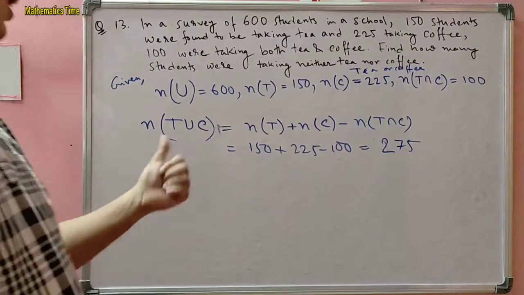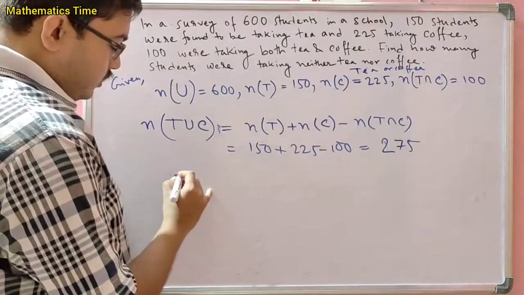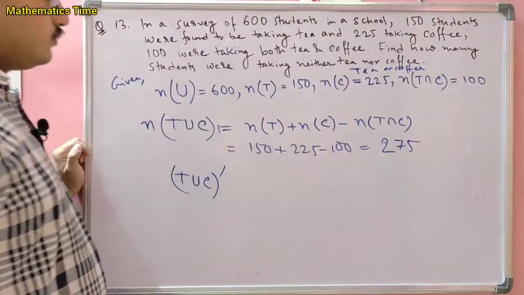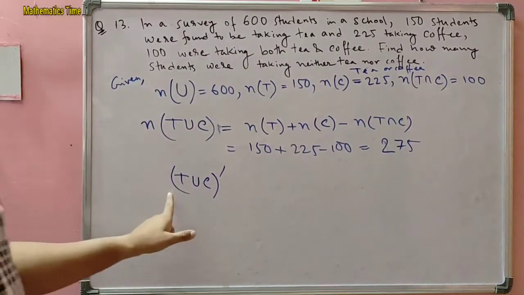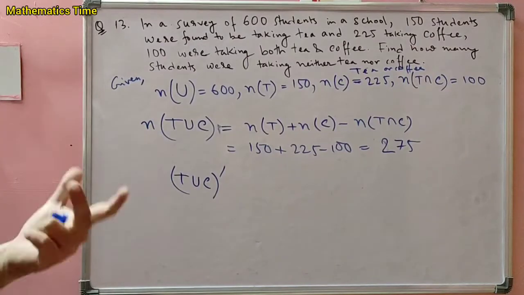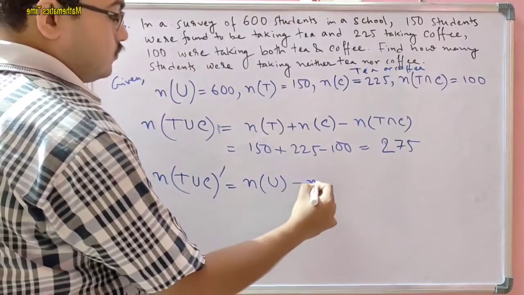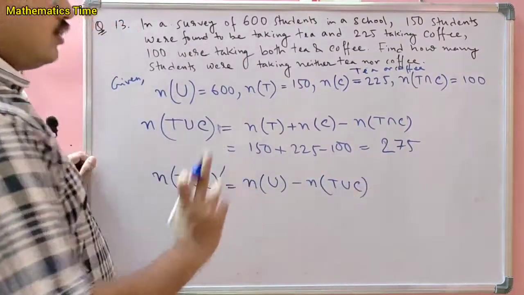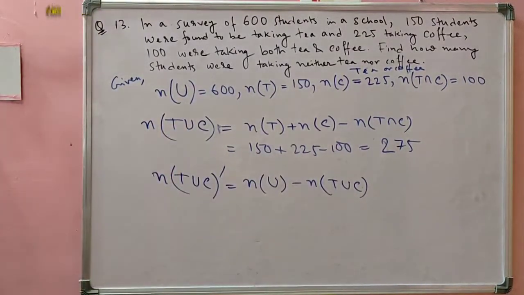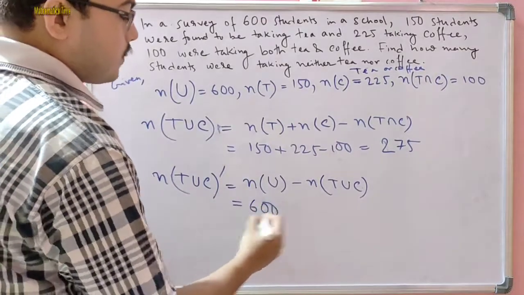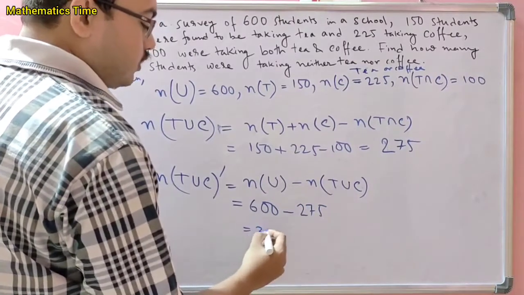Now we can find how many students were taking neither tea nor coffee. What will be the set? The set will be T union C complement. T union C is the set taking at least one of tea or coffee, and its complement is the set containing students taking neither tea nor coffee. The number of elements in this set will be the number of elements in the universal set minus the number of elements in T union C. The universal set is 600 and T union C is 275, so the answer will be 325.